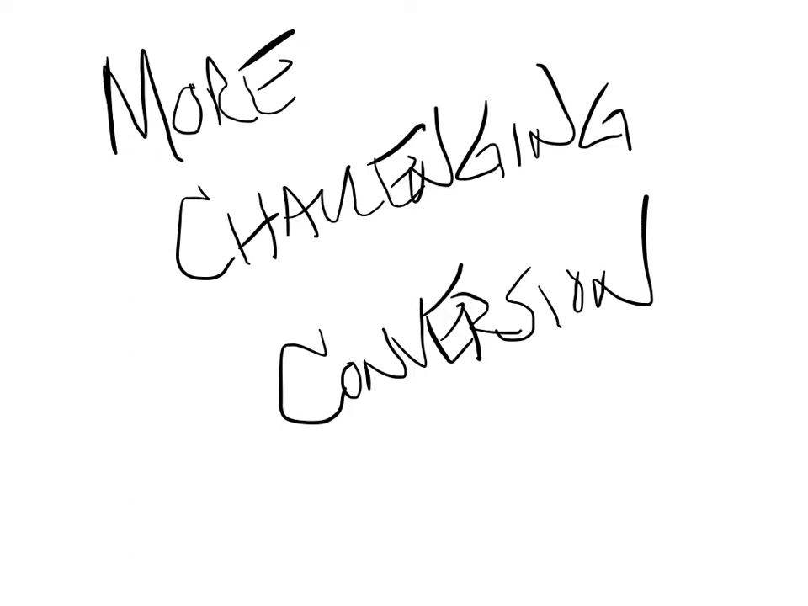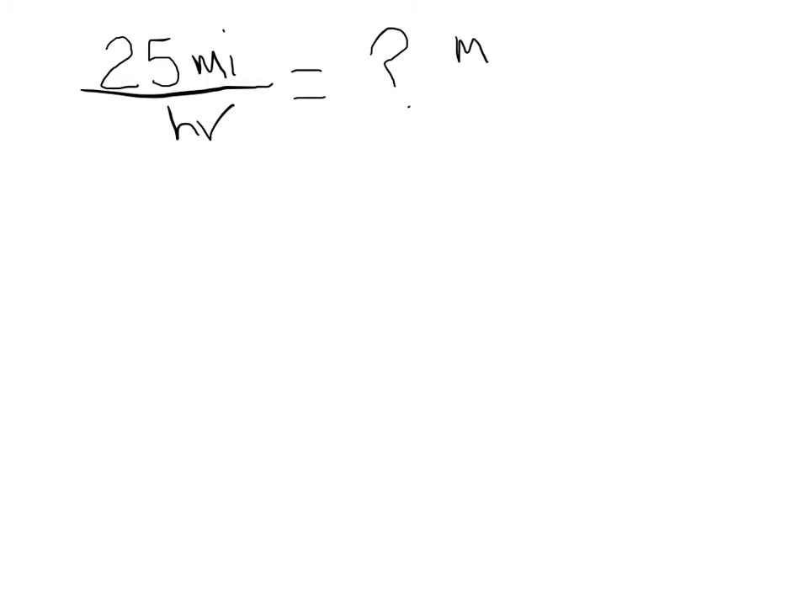Okay, now that we've done an easy one, we're going to move on to a more challenging conversion, one where we have more than one unit to convert. So let's say I have a speed, and that speed is 25 miles per hour. And I want to know how many meters per second that is.